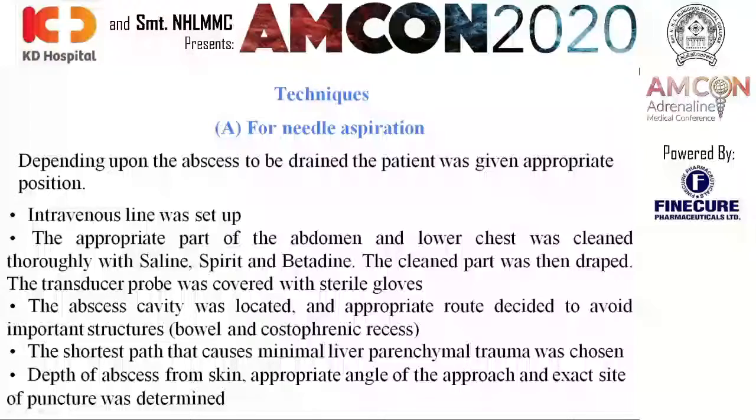Techniques. For needle aspiration, depending upon the abscess to be drained, the patient was given appropriate position. The appropriate part of abdomen and lower chest was cleaned thoroughly. The abscess cavity was located, and the appropriate route decided to avoid important structures. The shortest path that caused minimal liver parenchymal trauma was chosen. Depth of abscess from skin, appropriate angle of the approach, and exact site of puncture was determined.